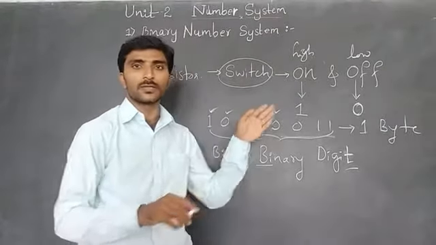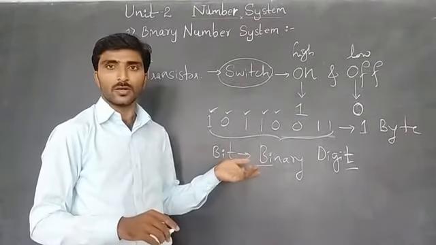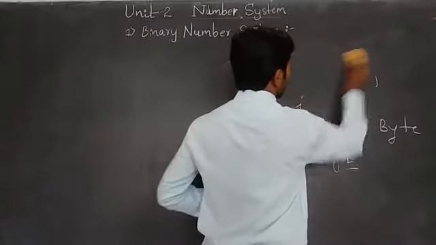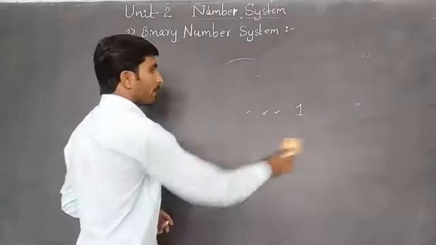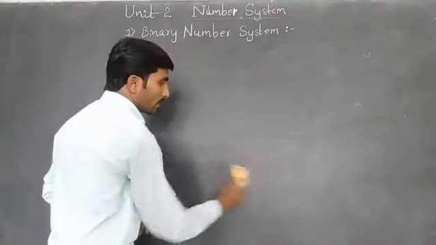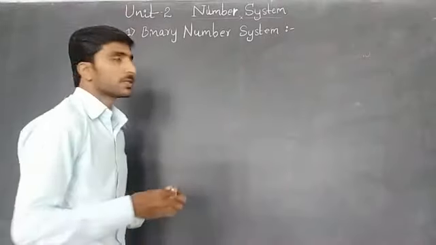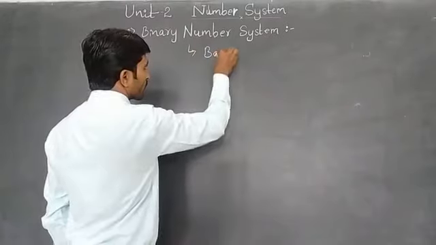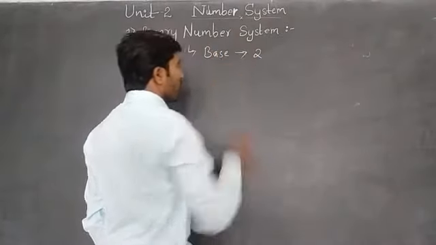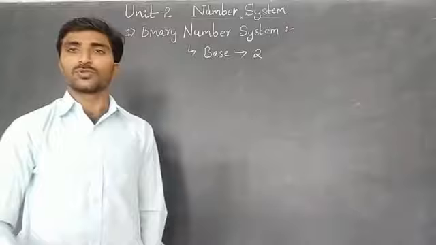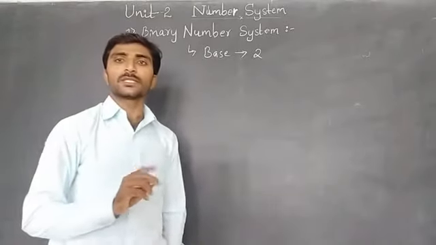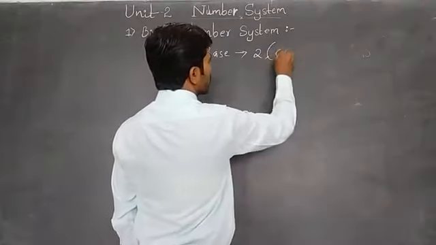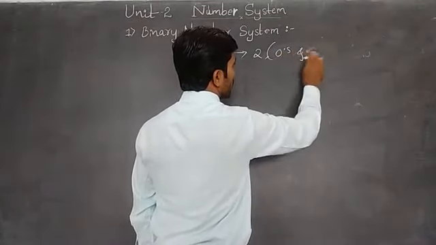Okay, so I hope this is clear to you. These are simple things. So first is the binary number system. What do you mean by binary number system? In the previous class I explained a little information about it. This binary number system has base 2, because it has only 2 numbers, zeros and 1.